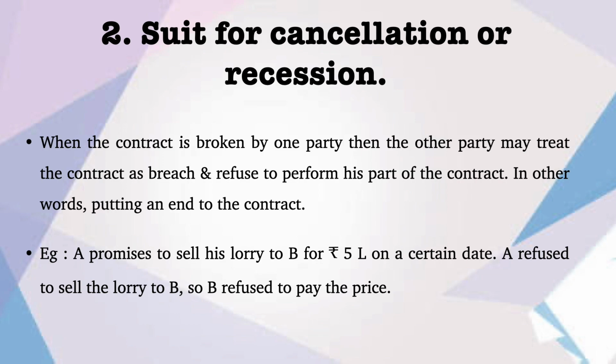On some time, the one party of the contract refuses to sell the lorry or refuses to fulfill his promise. Therefore, will the other party simply pay the price? No. The other party was willing to buy the lorry for rupees 5 lakh on a certain date, but because A backed out of the contract, B also refused to pay the price. So B has suffered the loss. Why? Because A cancelled the contract or A refused to perform his promise. Therefore, it is called a suit for cancellation or rescission. So this kind of damage is for cancelling the contract.